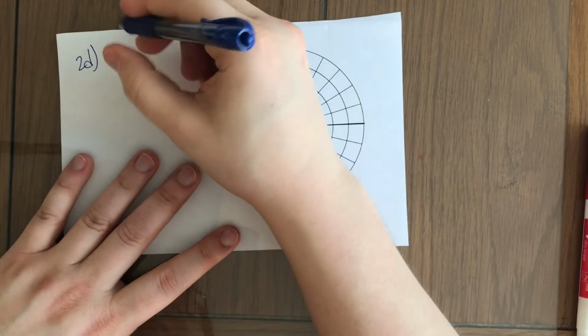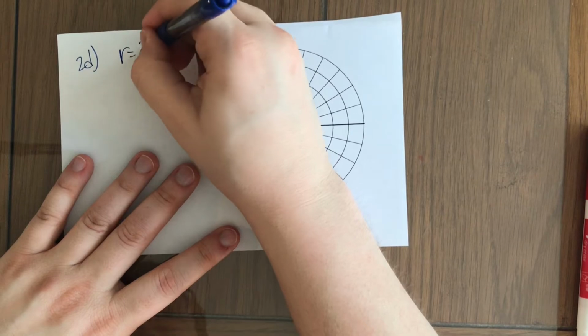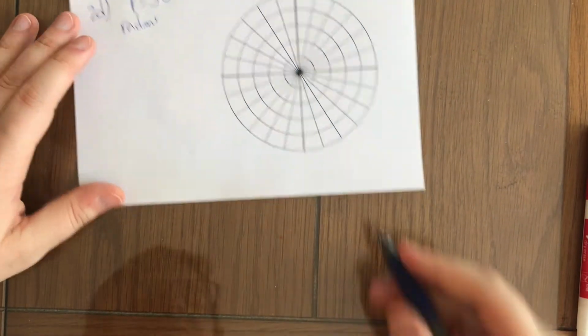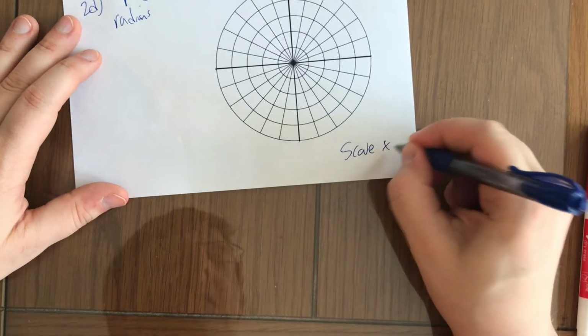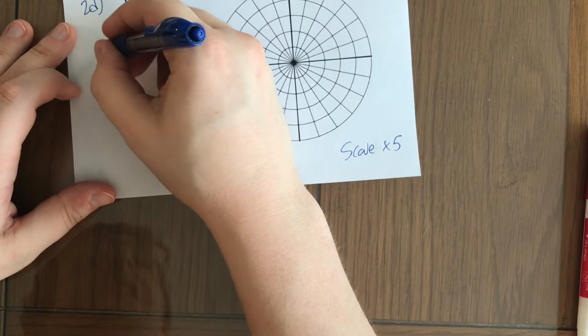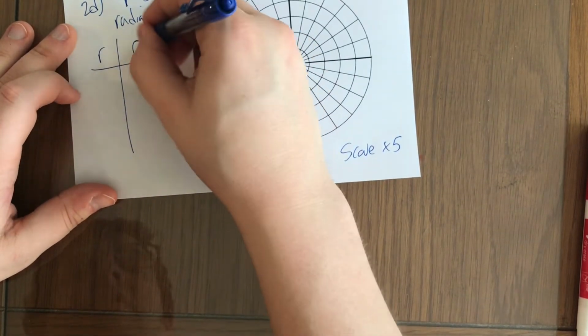We got our first spiral, r equals 3 theta. We're definitely doing this in radians. And I will pick a scale that's ginormous, times 5, because that 3 is going to make us go out really fast normally. And I think I'll just make a quick table of values here.